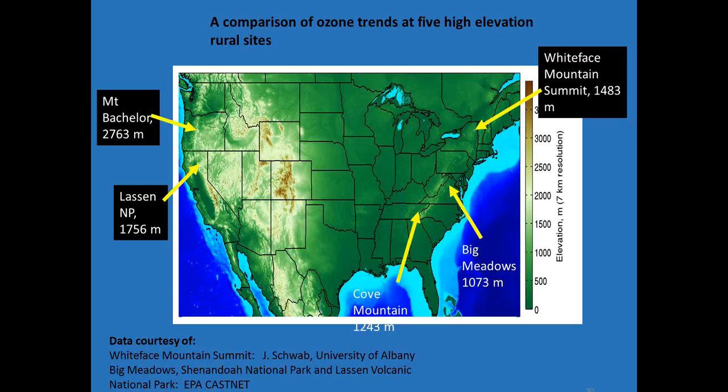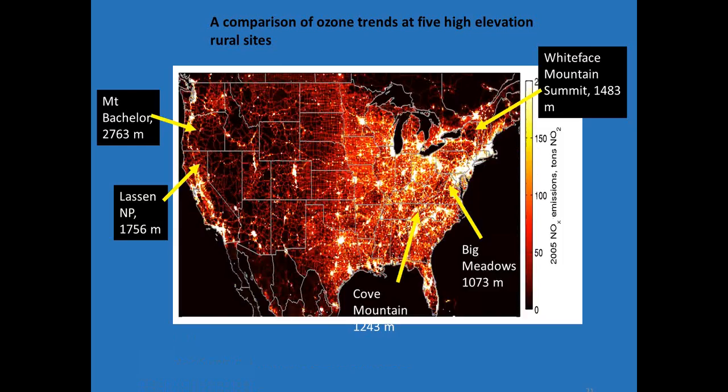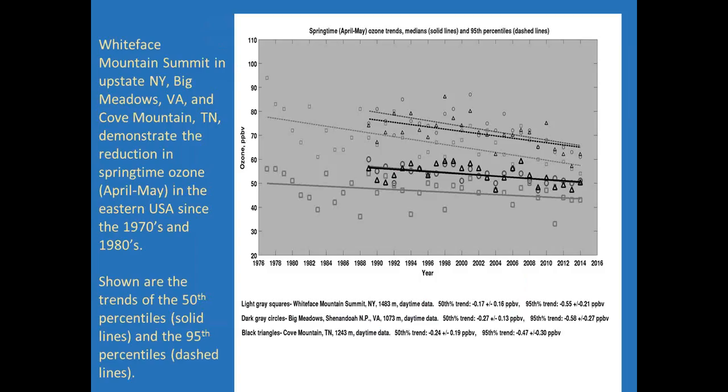And if you go to the next slide, okay, that's just showing where the sites are in terms of emissions, which I think this audience is well familiar with. So let's move on to the next slide. Here I'm just showing springtime. This is the change of those three eastern sites. We're looking at the 95th percentile in the dotted lines and the medians, the solid lines. And this is just for April and May when we expect the strongest influence from Asia coming in across the Pacific.